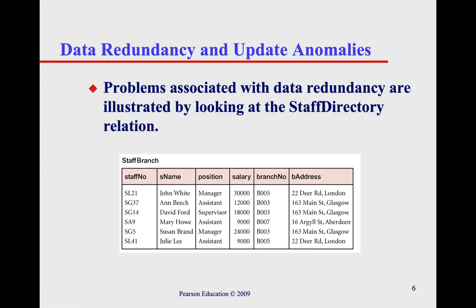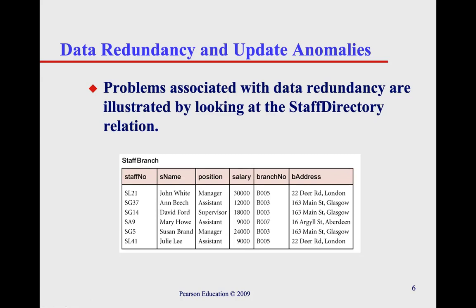So here, that's kind of the problem, is that B3 163 Main Street is being repeated multiple times. If the fact that Ann Beach was an assistant was repeated somehow multiple times in this relation, then it would be a problem. That makes sense. Okay, so that's one type of anomaly. It's called an update anomaly.